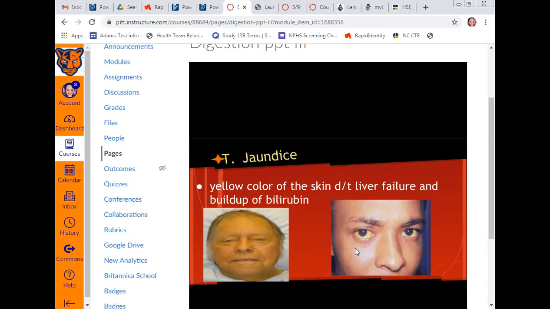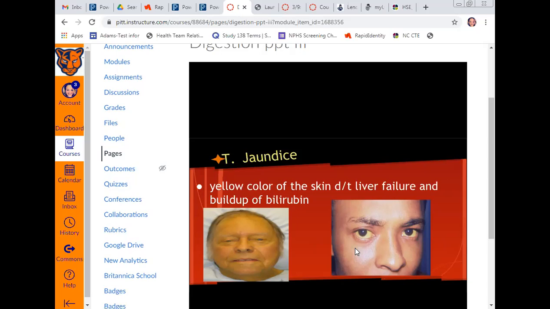As an adult, it would be obviously due to some sort of liver issue or dysfunction, but in children, it's just something that happens sometimes when they're born. A little tag here: as a healthcare provider and someone who has a lighter skin tone, it is easy to see the yellowing of the skin. And someone with a darker skin tone, it may be a little bit more difficult.